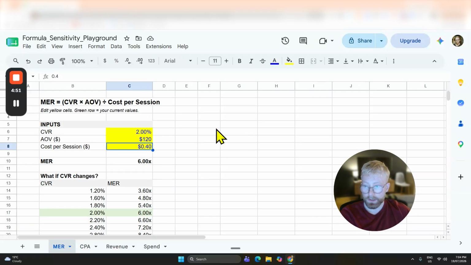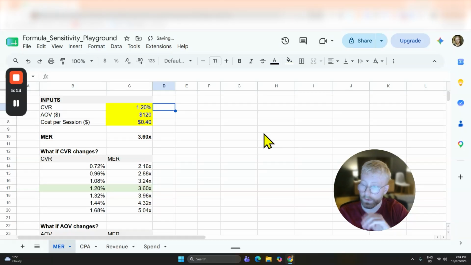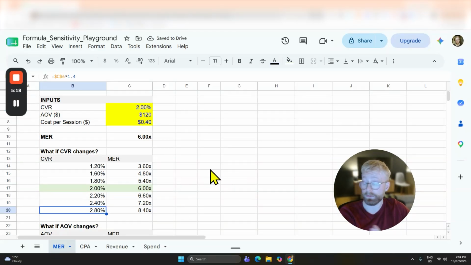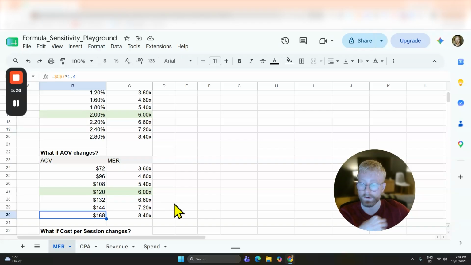And this sheet, right, takes you through what you can expect from a media efficiency ratio if you change either one of these metrics, right? So, for example, conversion rate. If your conversion rate drops to a 1.2, well, then your MER is going to drop to a 3.6, right? And obviously, you can interact with this. So, if it drops to a 1.2, your MER is going to drop to 3.6. Now, if you increase it to a 2.8, then your MER is going to increase to an 8.4, right? Average order value, if you increase it to $168 in this scenario, your MER is going to increase to 8.4, right?